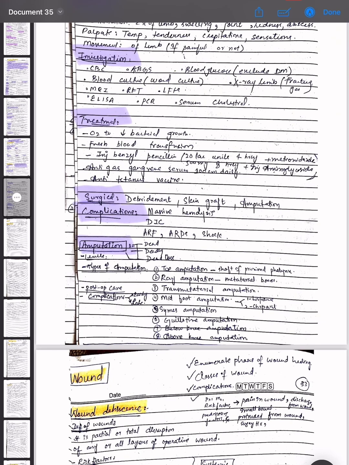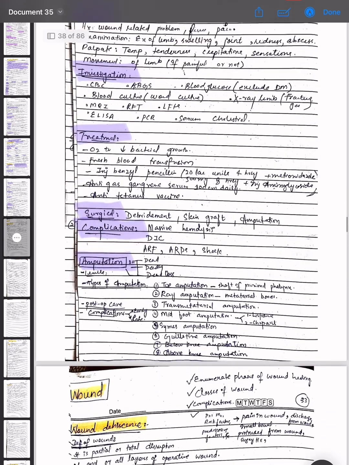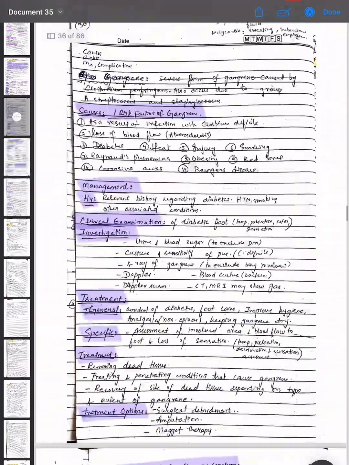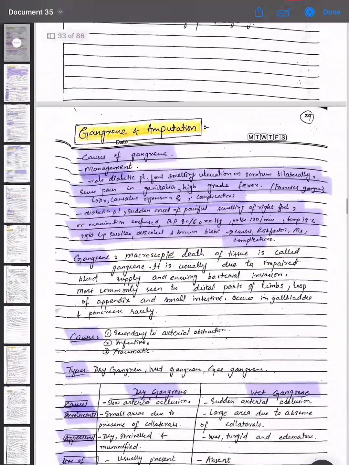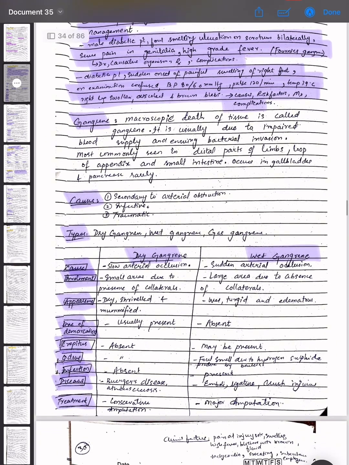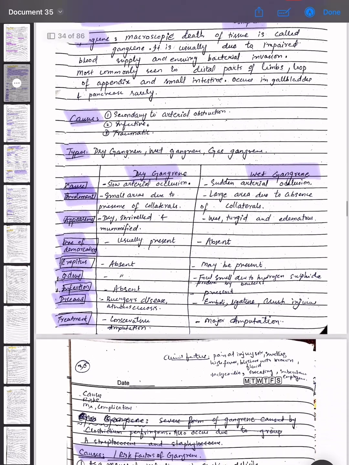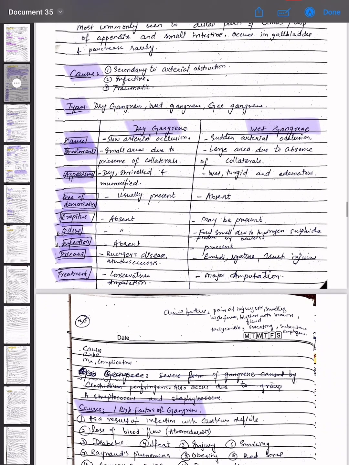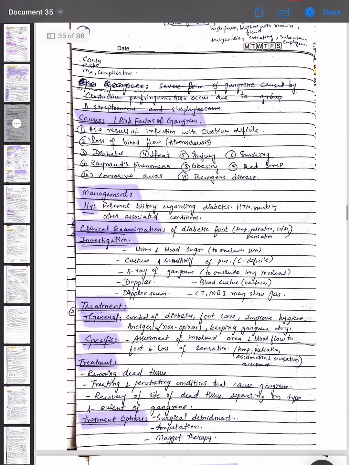Okay, so what we have discussed in this gas gangrene chapter: gangrene and amputation. First of all, we discussed what is gangrene and its definition. Then we discussed the causes. Then we discussed the types of gangrene, which are dry gangrene and wet gangrene. We have compared both of them. We have studied the causes, involvement, appearance, line of demarcation, crepitus, odor, infection, and disease treatment. Then we discussed the causes or risk factors of gangrene, and then the general management for gangrene.